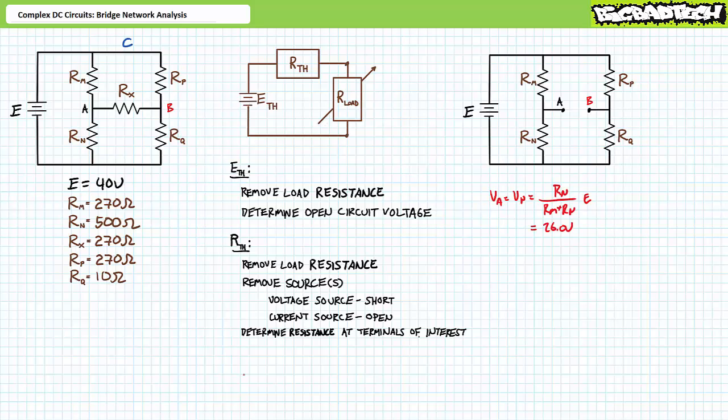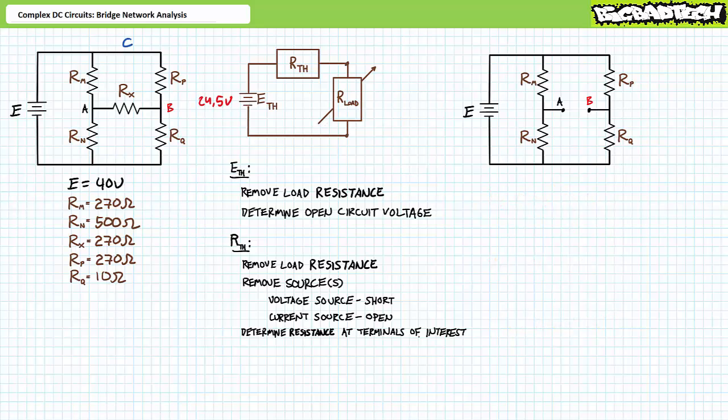Nodal voltage A is the voltage across Rn. An application of the voltage divider rule demonstrates that VA is roughly 26 volts. Similarly, nodal voltage B is the voltage across Rq. An application of the voltage divider rule demonstrates that VB is roughly 1.4 volts. VAB is VA minus VB. Substituting our calculated values demonstrates VAB is roughly 24.5 volts. This is the Thevenin's equivalent voltage, ETH.